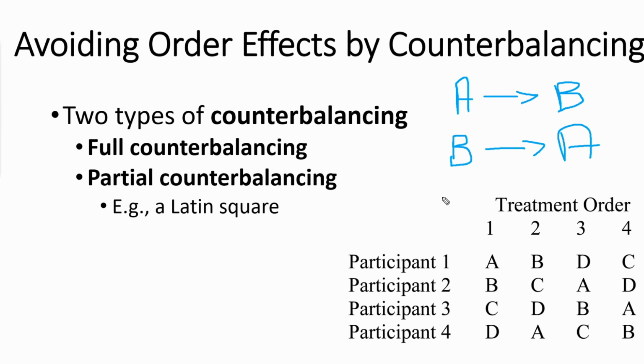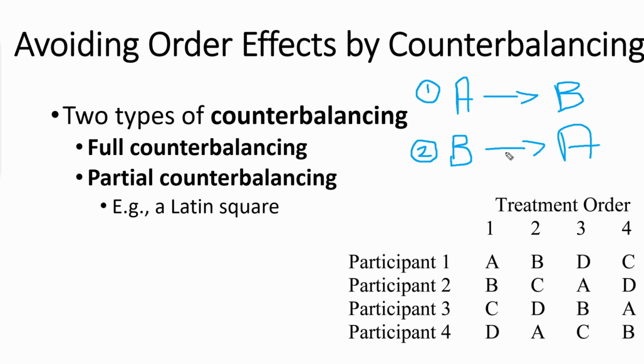And the best way to set this up is that you would divide your pool of participants into two, and then half of them would be assigned to get A first and then B, and half would get assigned to be exposed to B first and then A. So they are divided into groups, but they're still getting exposed to the exact same thing, just in different orders.